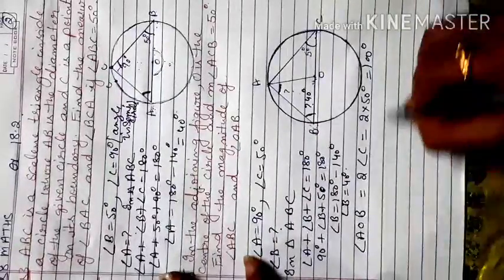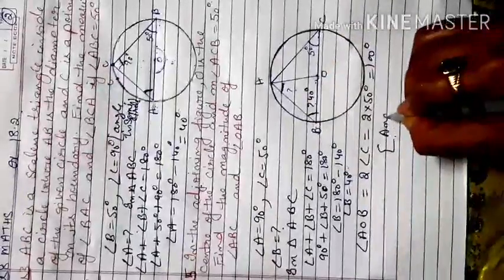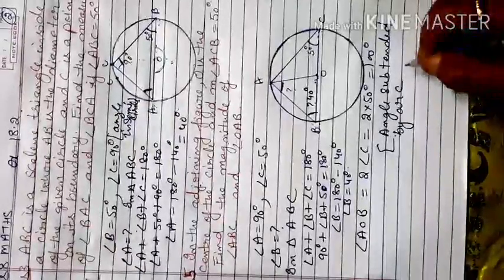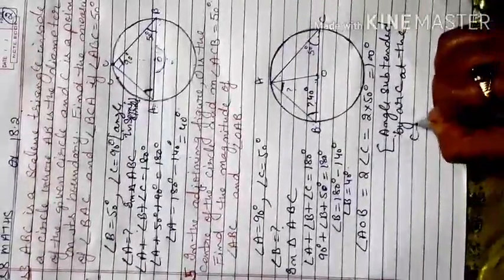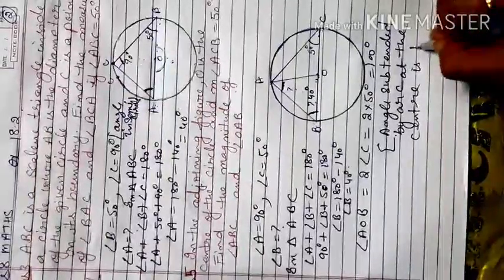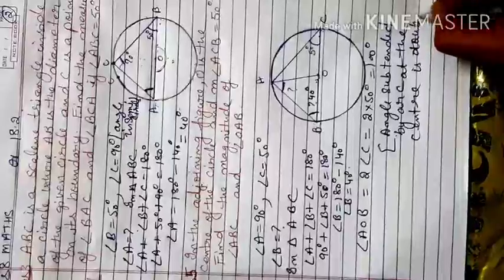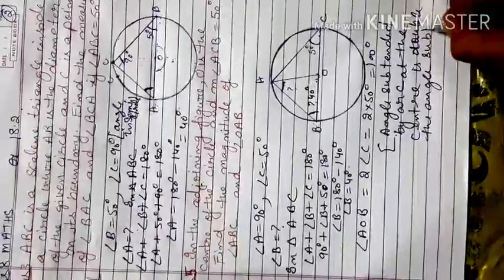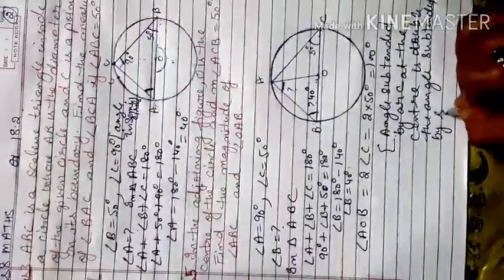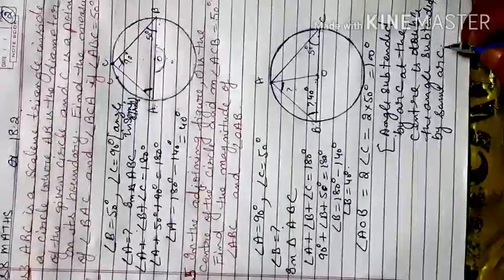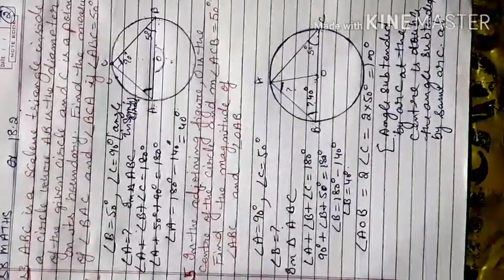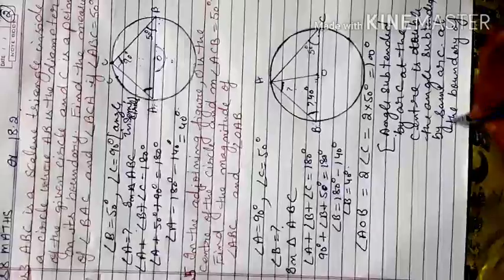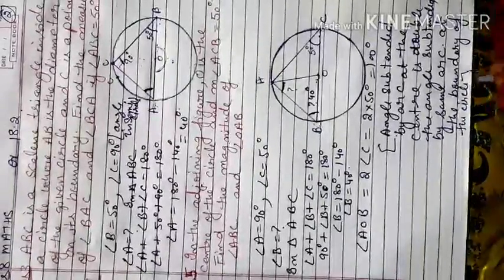Why is it 100 degrees? You can mention here: the angle subtended by an arc at the center is double the angle subtended by the same arc at the boundary of the circle, or circumference of the circle. You have to write it here.